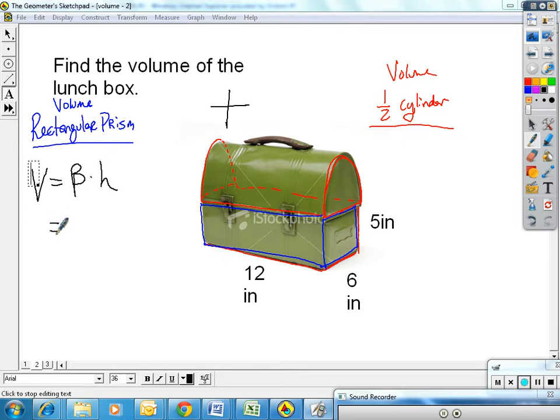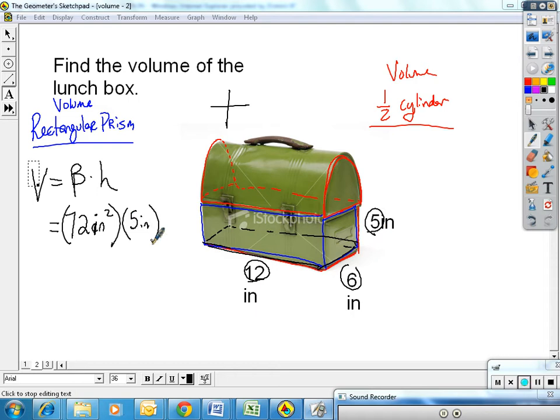times the height. Now what is the area of the base of this? Well, the base is this right here. That's the area of the base, which is 12 times 6. So 12 times 6 is 72 inches squared. That is my base. And my height is 5 inches tall. So 72 times 5 is 360 inches cubed.